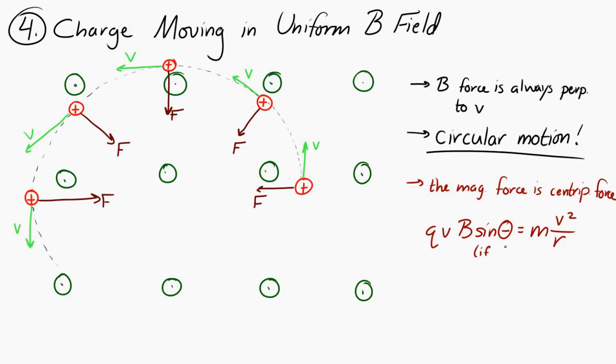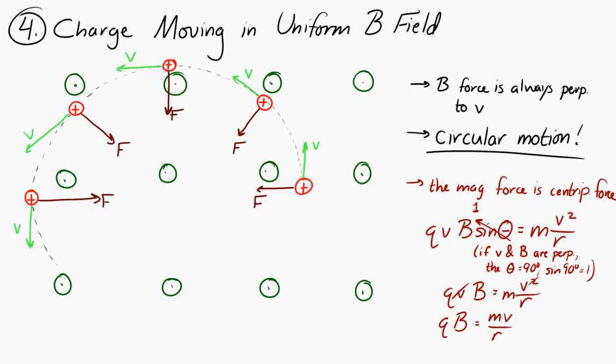And if the angle between the velocity and the magnetic field is 90 degrees, then great. Sine of 90 degrees is equal to 1, so QVB is equal to mv squared over r. QB is equal to mv over r. And we can write this down: Q over m is equal to v over Br.